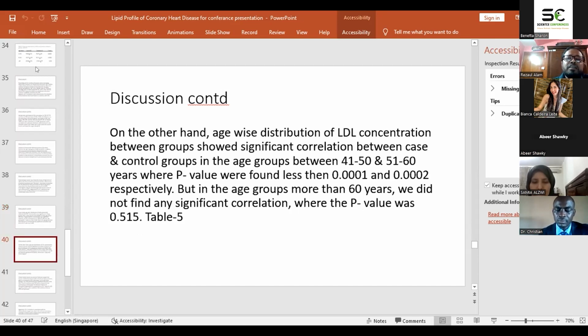On the other hand, the age-wise distribution of LDL cholesterol concentration showed significant correlation between case and control groups in the age groups 41 to 50 and 51 to 60 years, where the p-values were found to be less than 0.001 and 0.002, respectively. But in the age group more than 60 years, we didn't find any significant correlation, and the p-value was 0.515.